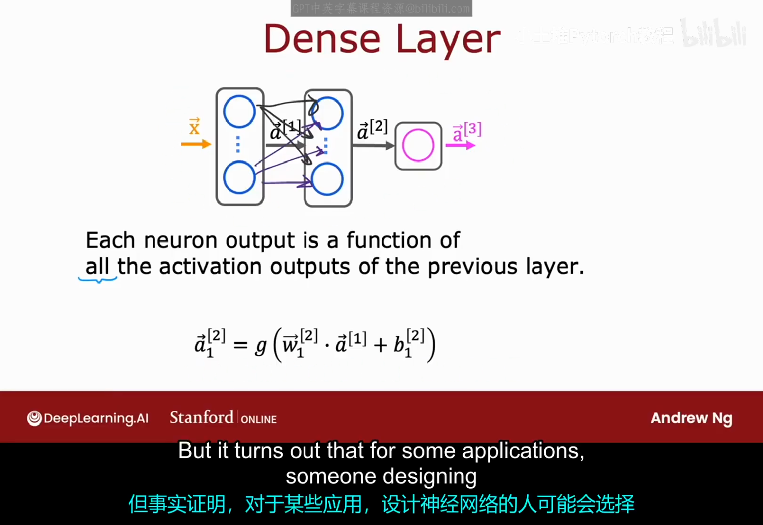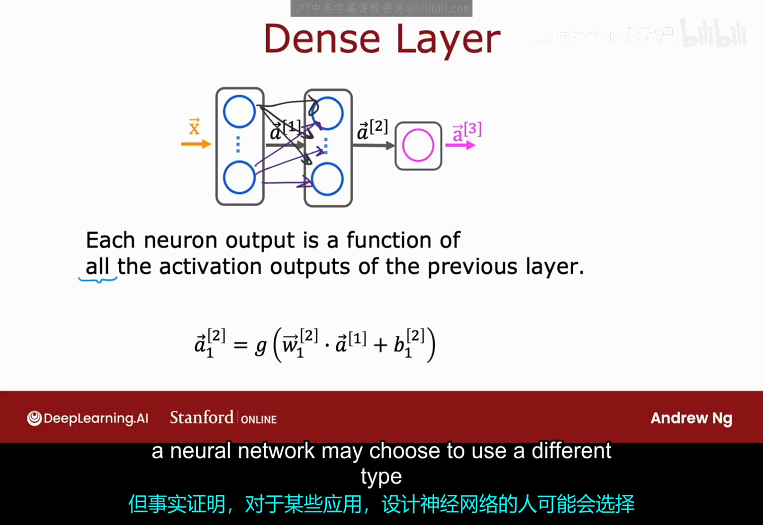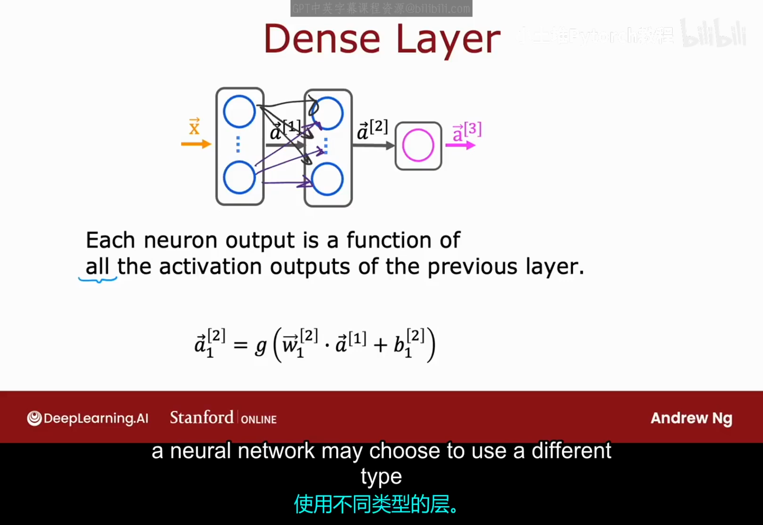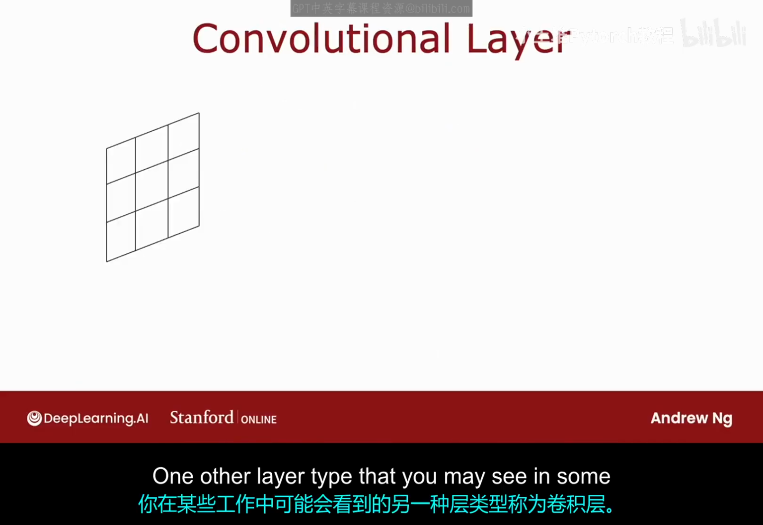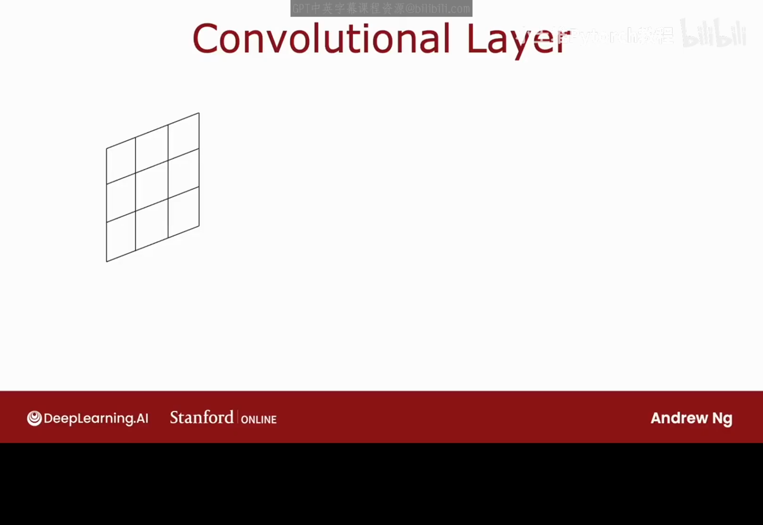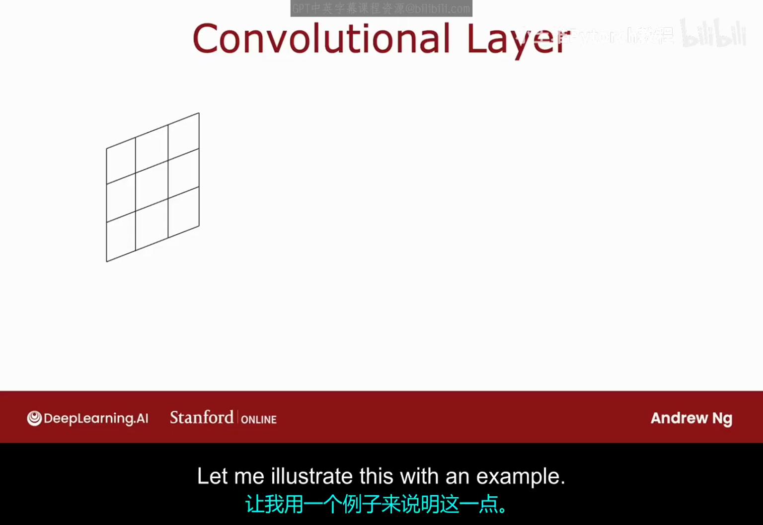But it turns out that for some applications, someone designing a neural network may choose to use a different type of layer. One other layer type that you may see in some work is called a convolutional layer. Let me illustrate this with an example.